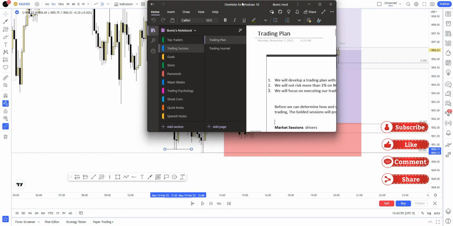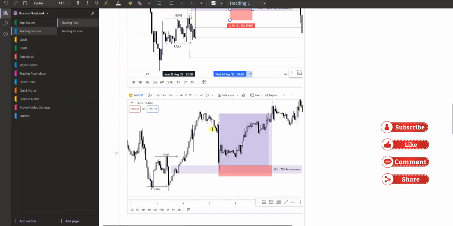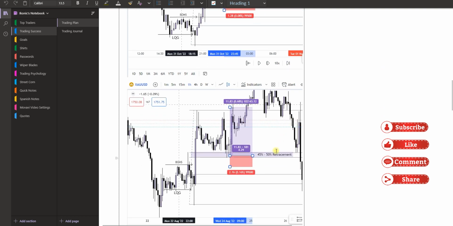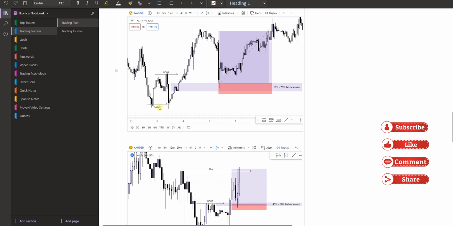Trading plan. All right, so here's the trading plan right here. And as you can see, the first move, this is actually the 50%. I took the 50% off my fibs now, so I'm only working with the 78. But as you can see right here, liquidity grab, break of market structure.